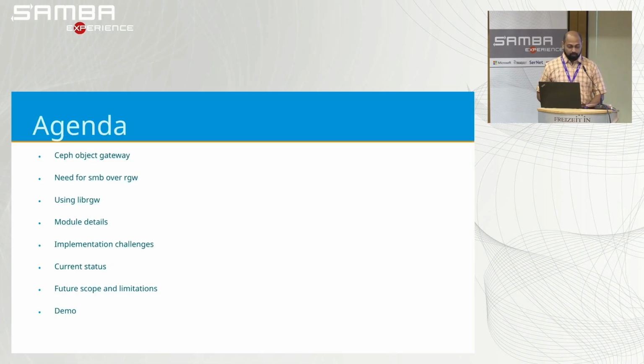So yeah, let's start. A simple agenda today. We'll talk about the Ceph Object Gateway, why we need such a module for SMB on RGW, and how we achieve it using librgw, some details about the module, mainly parameters and a few more changes. Then we'll speak about the implementation challenges that we face, which are a bit different from how general POSIX file systems differ from this particular one. Then the current status, the future scope, and I also recorded a small demo.